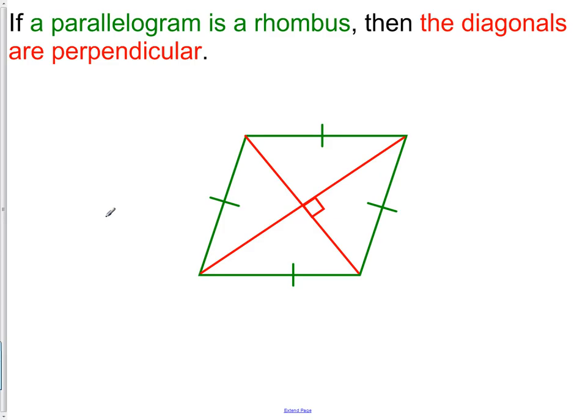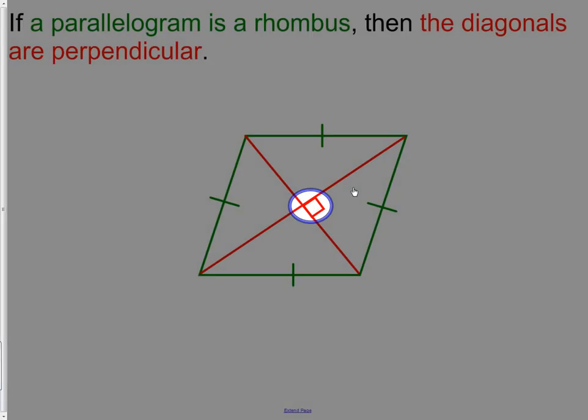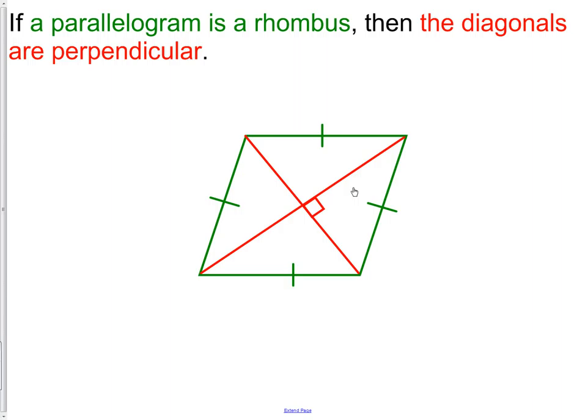A couple more characteristics about a rhombus. If a parallelogram is a rhombus, the diagonals are perpendicular. This is only true when we have a rhombus. All rhombi diagonals intersect at right angles. This is not true for a parallelogram. It is only true for a rhombus. The diagonals are perpendicular to each other, which means it is also true for a square.